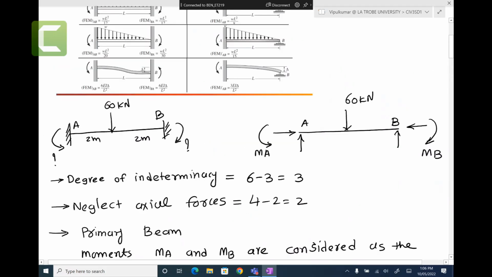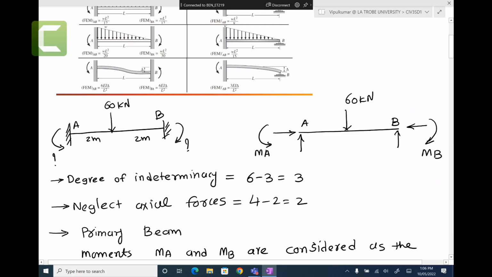So the question is: if I have a fixed support at A, a fixed support at B, and 60 kilonewton coming in the middle, what would be the moment and direction? That is the fixed end moments. We have tables in the lecture notes that give you the direction and equation, and you just substitute values and everyone is happy. But that was not a happy end because it was not making sense.